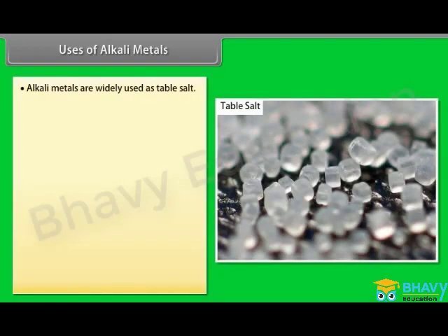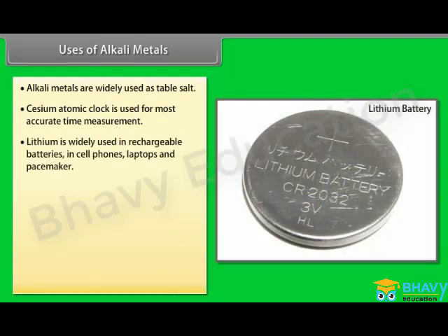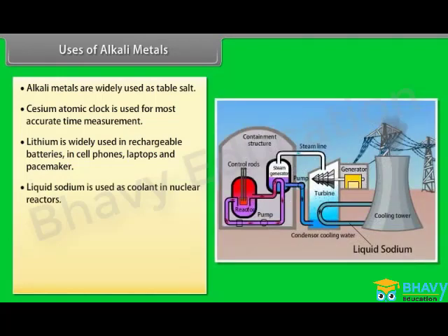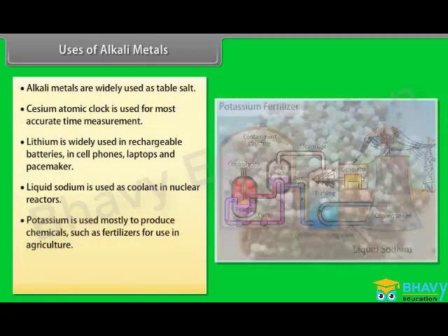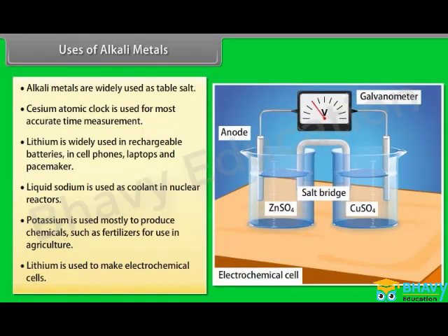Uses of alkali metals. Alkali metals are widely used as stable salts. Cesium atomic clock is used for the most accurate time measurement. Lithium is widely used in rechargeable batteries, in cell phones, laptops and pacemakers. Liquid sodium is used as coolant in nuclear reactors. Potassium is used mostly to produce chemicals such as fertilizers for use in agriculture. Lithium is used to make electrochemical cells.